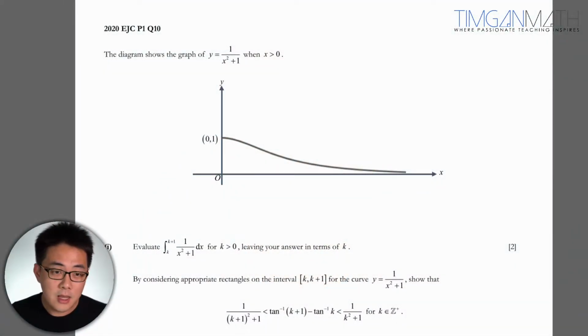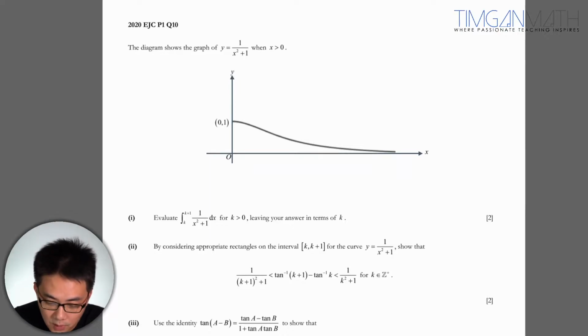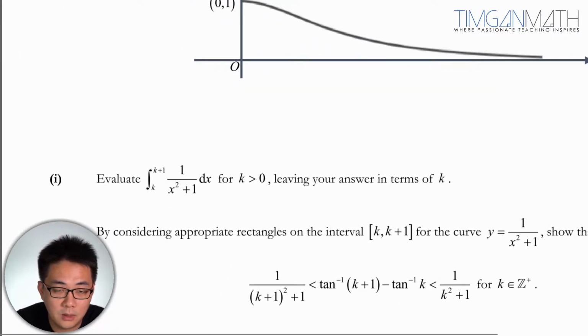Hi students, let's look at this question here, which was taken from the year 2020 EJC Paper 1 Question 10. Let's see how we can do this proficiently. For the first part, you're given that this graph shows 1 over x squared plus 1. So this is a graph here. Then you're told to evaluate k to k plus 1.